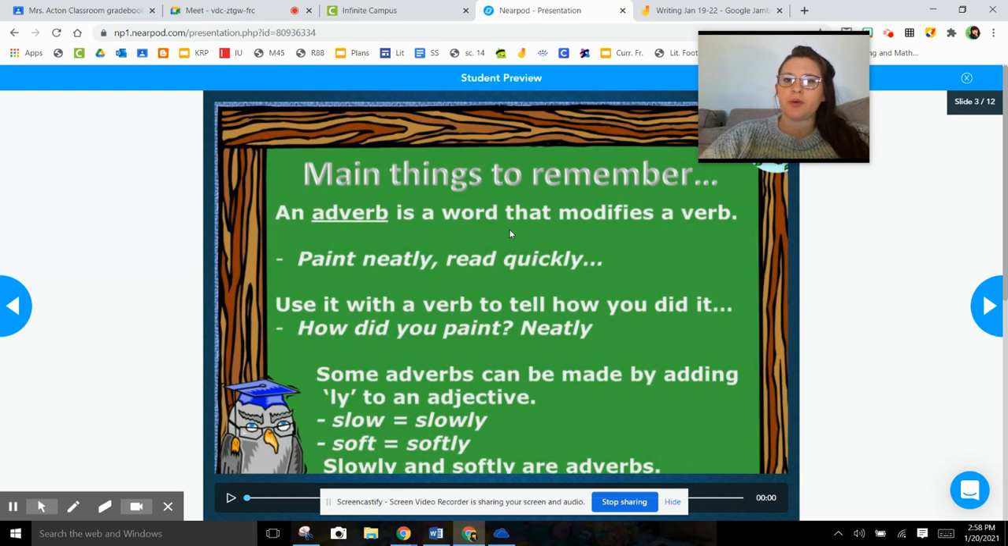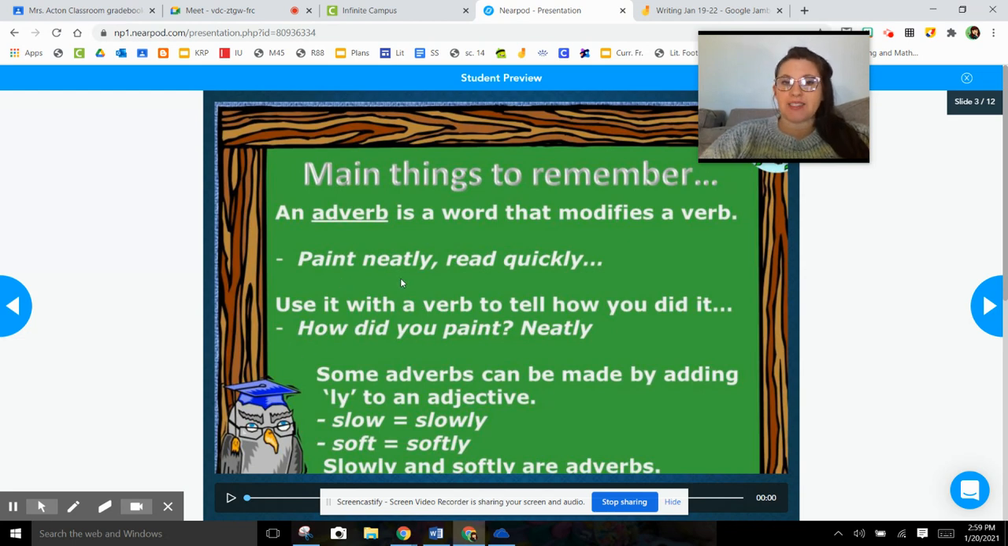Alright, so things to remember. An adverb is a word that modifies a verb. That's just a fancy word for saying it describes the verb more. Instead of just saying you ran, we're going to talk about how you ran, when you ran, where you ran. Just adds more detail. Easy way to find an adverb is to look for the ly at the ending, and the easy way for you to use adverbs is to add an ly at the ending. That's an easy way to make how you ran, how you played, how you jumped.